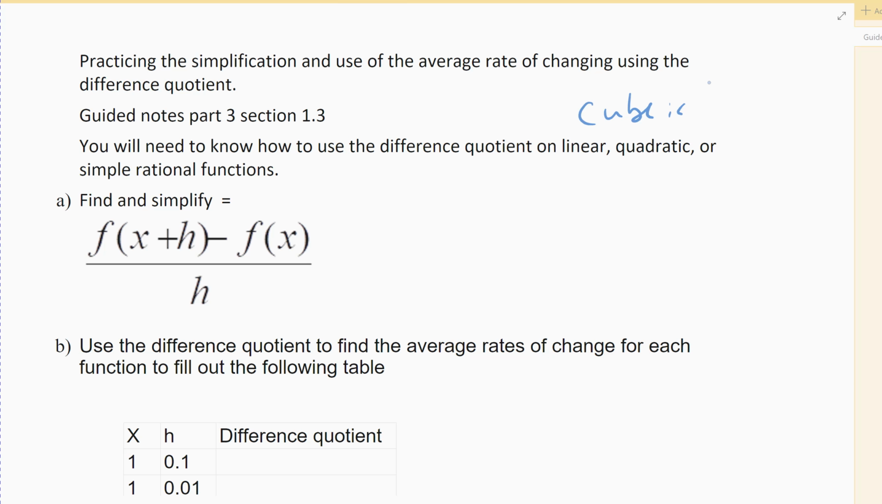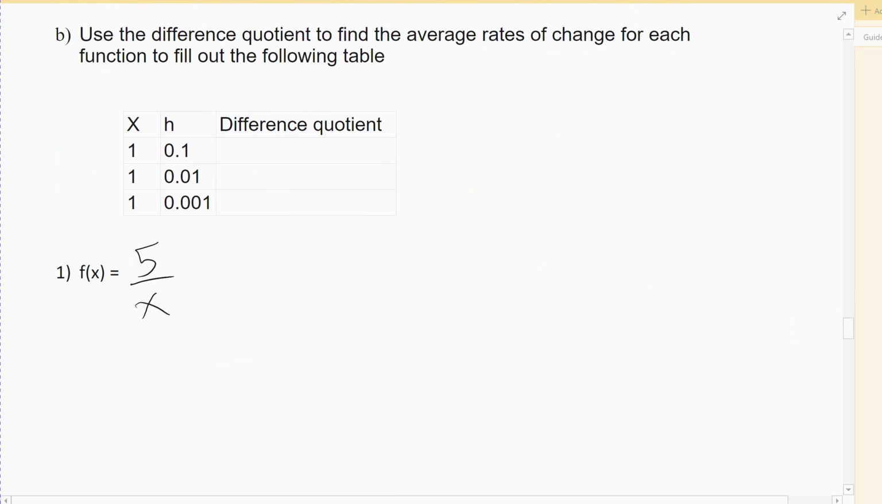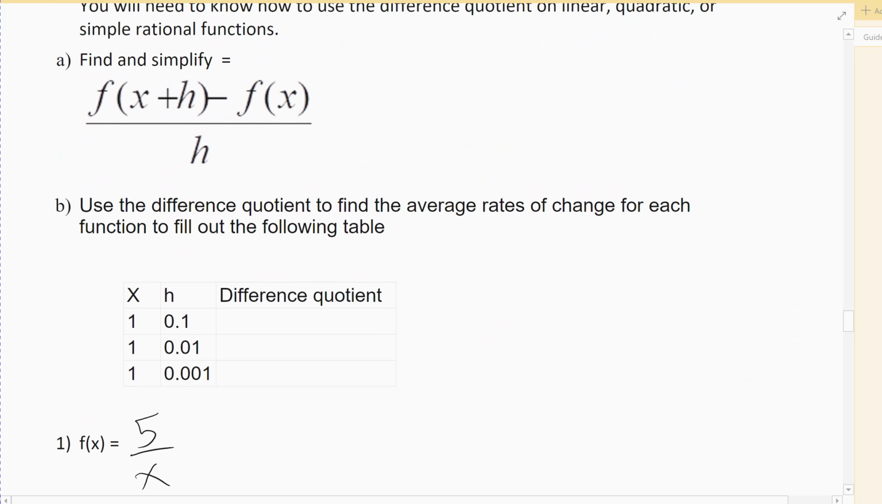And actually the goal is to get rid of that divide by h, to get rid of the h part so that I can use 0. But right now we're just practicing it. So part A is find the difference quotient. Part B is then to use the difference quotient to find the average rates of change for each of these filled out. So when x is 1, and then different changes in x: the first change in x is a tenth, a hundredth, and then a thousandth, because we're doing small changes. There's a reason why, and we'll get to the reason why in the next section.